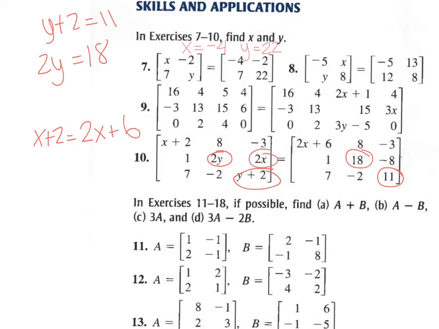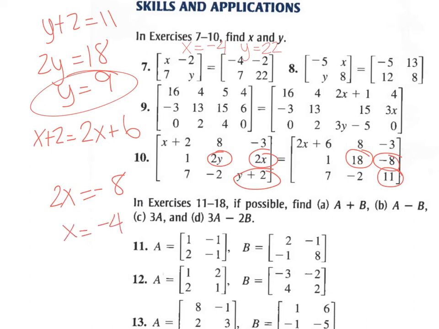And we have 2x and negative 8. 2x equals negative 8. So the solution here is y equals 9, which is consistent when I either divide 18 by 2 or subtract 2 from 11. Here, when I divide negative 8 by 2, I'm going to get x equals negative 4. I'm going to subtract x on both sides, and I'm going to subtract 6, and I'm going to get x equals negative 4. So the solutions are consistent. It didn't matter which elements I went to find those answers.